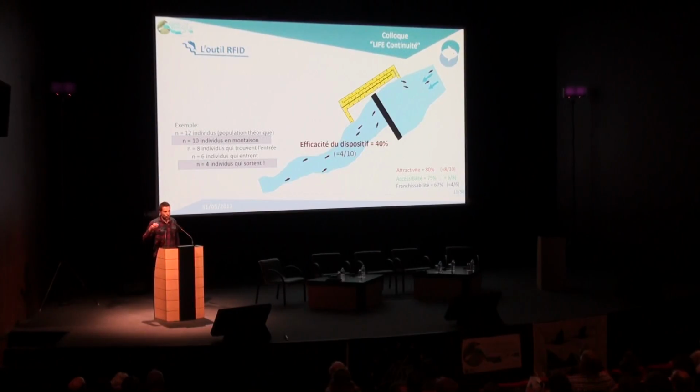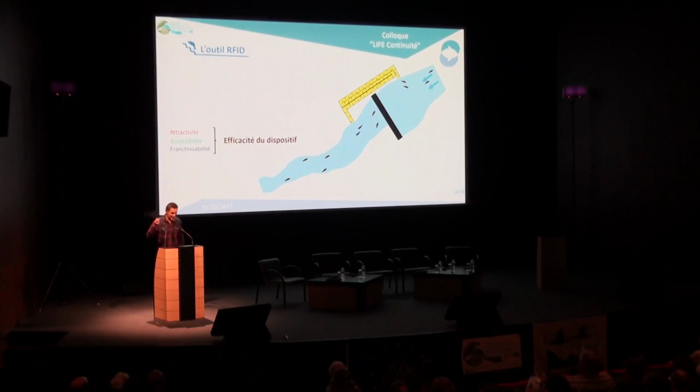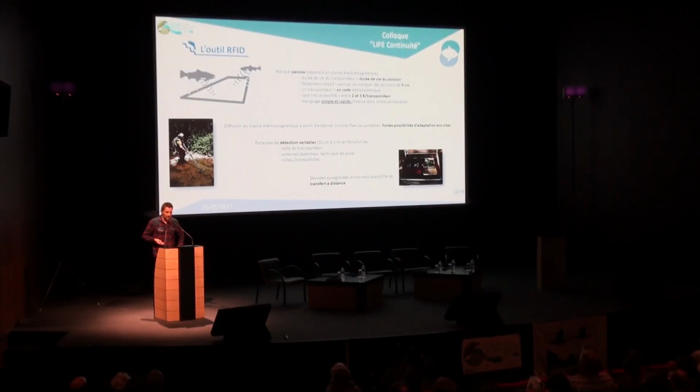So this ratio of 4 out of 10 is the crossing rate. So 4 individuals came out of 12. That gives us the overall efficiency. It combines the attractivity, accessibility, and crossing rate, which was 40% in this case.